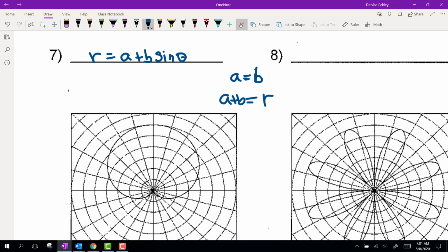So I'm just going to count from the origin to the top. 1, 2, 3, 4, 5, 6. So that r equals 6. So that means A and B both have to equal 3. Sorry, that looks a little bit like a B. So since A equals B and they're equal, that means A and B equal 3. So my answer is going to be r equals 3 plus 3 sine theta.